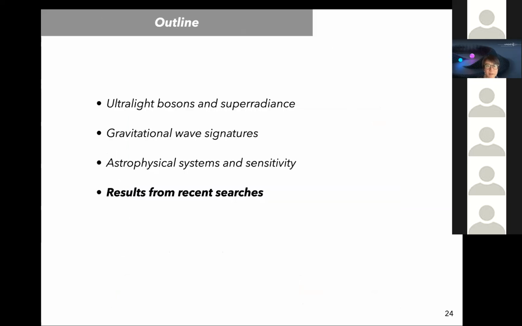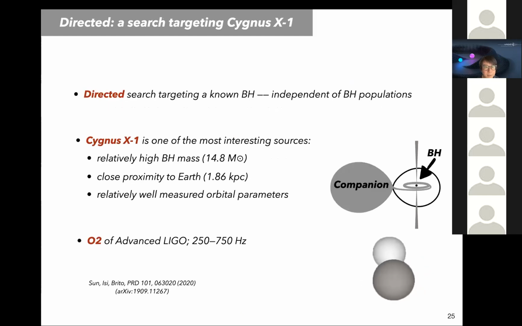So that's basically the last part I want to cover in this talk: some major results we obtained from the recent analysis. So first of all, I'll explain results from a directed search targeting a known black hole, Cygnus X-1. By directed search, I mean we have a particular target, a known black hole, to look at.